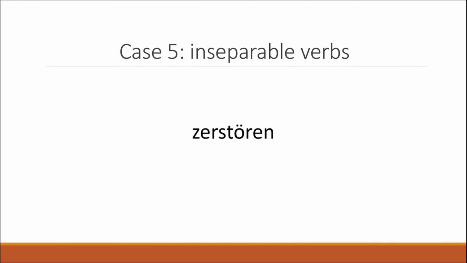Case 5 is simply going to be very similar. Now we're talking about inseparable verbs, and we already talked about the fact that they're also made out of a prefix and a verb, but the prefix is staying in the same position no matter what. And in order to build the past participle, you're simply going to substitute the en part of the end with a t. So it is very similar to what we did for case 3 for verbs that end with ieren. You're simply substituting the en part of the end. So the past participle of zerstören is going to be zerstört.